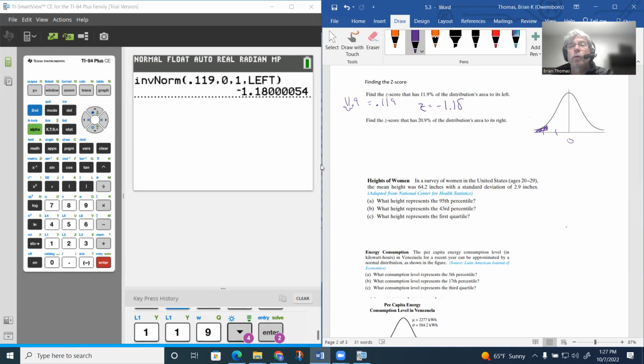Now, if I have this 20.9% distribution, notice how it says this time it wants the area to the right. So the 20.9% of the distribution area is to its right. So to me, what would this be saying? I'm going to pause a second and make sure I've got this on the same page here.